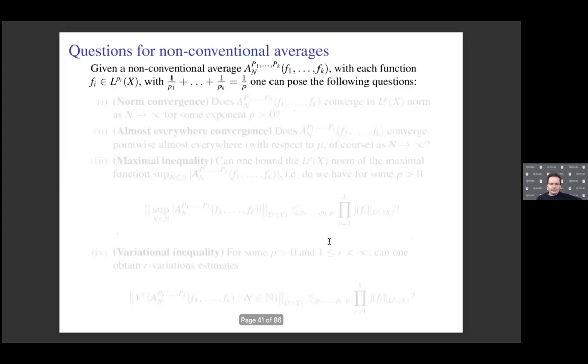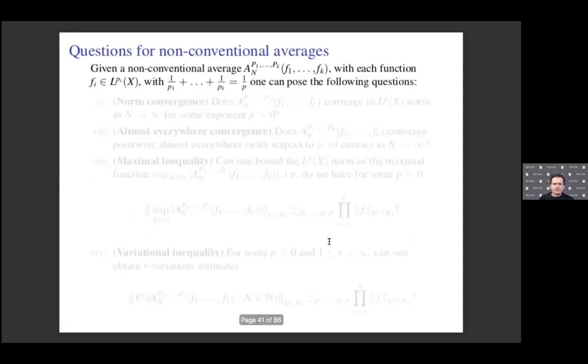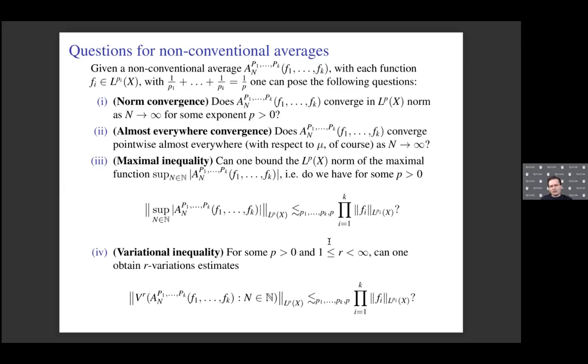Now, in order to understand the limiting behavior of the averaging operators along polynomials, we can consider the following questions: norm convergence and almost everywhere convergence, which can be used to deduce the recurrence theorem. But in order to establish almost everywhere convergence, we have to understand the maximal inequality. In the context of polynomials, it's more convenient to try to understand the variational inequality, because there is no simple way to establish the pointwise convergence on a dense class, even though some maximal inequality can be not difficult to prove in the multilinear setup by appealing to the linear theory.